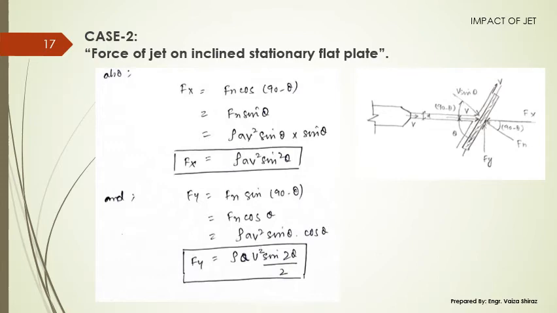Also, you can find the components of this Fn along x and y by simply using cos of 90 minus theta and sine of 90 minus theta. You know the relation of Fn. Just put the relation in the equation and simplify. You will get these relations for Fx and Fy.